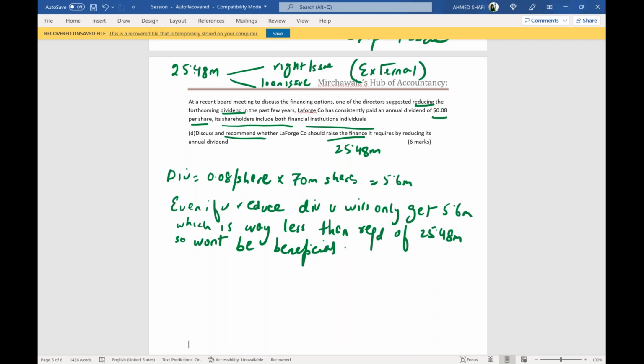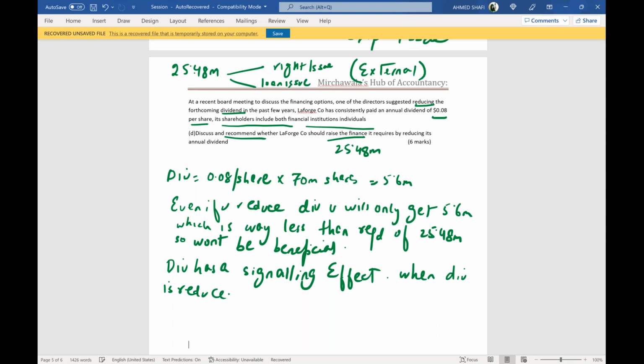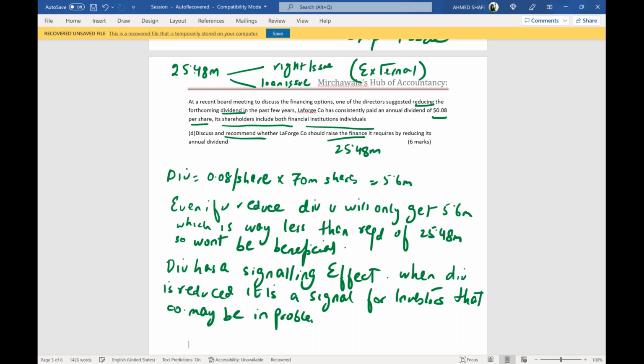Similarly, as in the last class again, dividend has a signaling effect. When dividend is reduced, it is a signal for investors that the company may be in problem. So it creates a bad image.